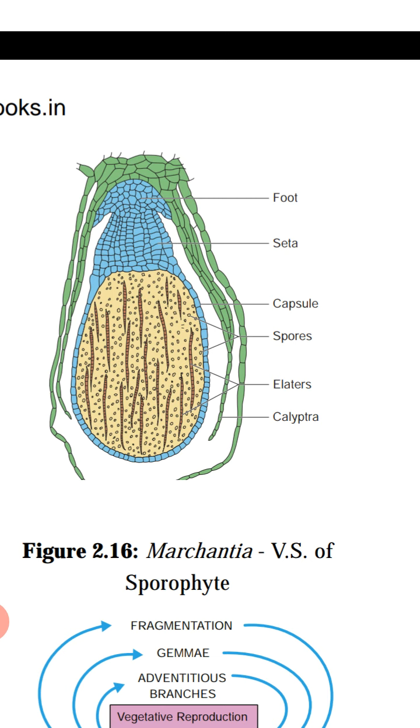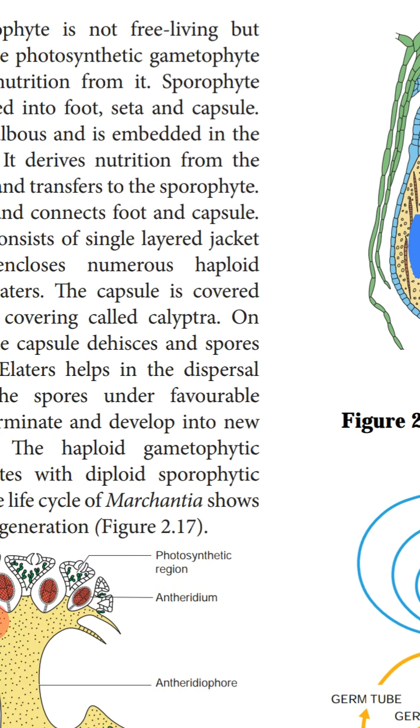So here this is the sporophyte, the Marchantia sporophyte. You can see the base is a broad bulbous structure, the foot. Next we have a small seta, and the seta is connected to a capsule. This capsule contains numerous haploid spores, and along with that, elaters are present there. The capsule is protected by a specialized structure called the calyptra.